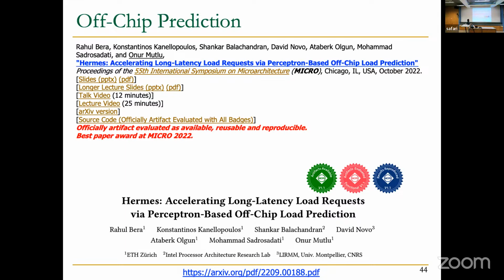It's called Hermes: Accelerating Long-Latency Load Requests via Perceptron-Based Off-Chip Prediction. We presented this work at MICRO last year, where we also got the best paper award. If you're interested, definitely check out this paper. The implementation is also open source, and as I'm going to show, it uses a machine learning technique, but not exactly reinforcement learning; here it's a perceptron-based off-chip prediction. I'm going to discuss what exactly a perceptron is and how we use it in this context.